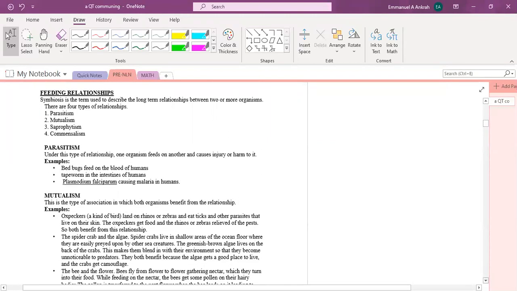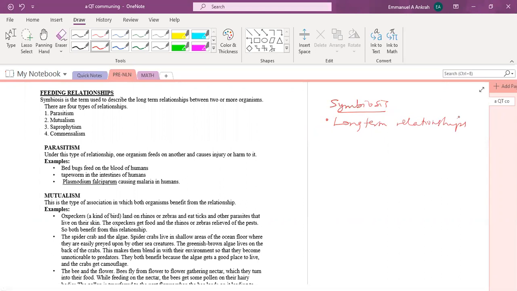Then the other feeding relationships that I want to introduce to you is what we call symbiosis. Symbiosis describes a long-term relationship between two or more organisms. So the keyword is long-term relationships between two or more organisms.